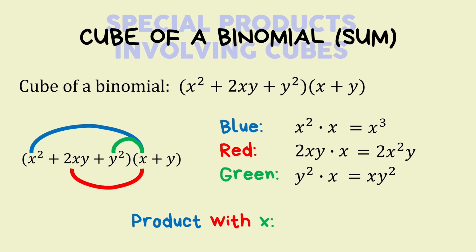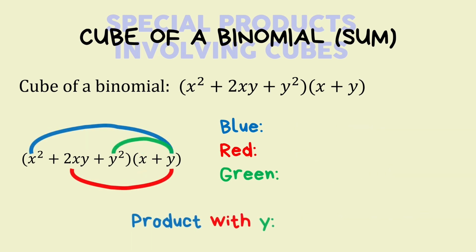Now, we have multiplied the trinomial with x, and the product was x cubed plus 2x squared y plus xy squared. However, notice that we have only multiplied it with x and not yet with y. Therefore, we still have to multiply that trinomial individually with y. This is why this is so complicated. But it is a special product for a reason, and we will be revealing that later with a technique.